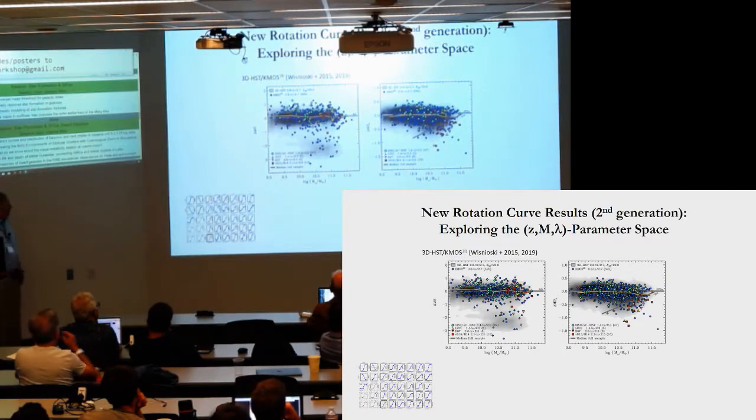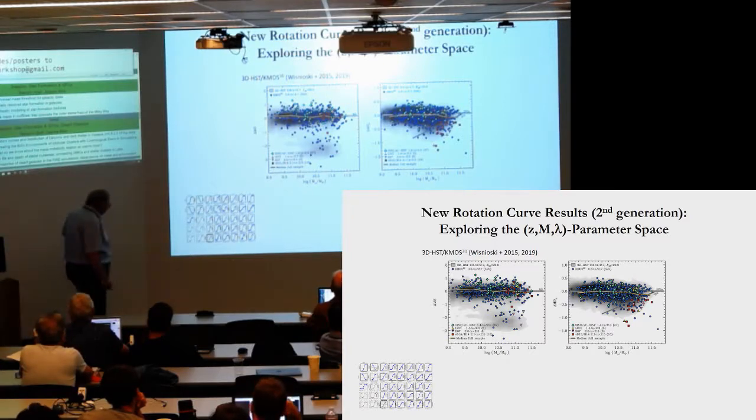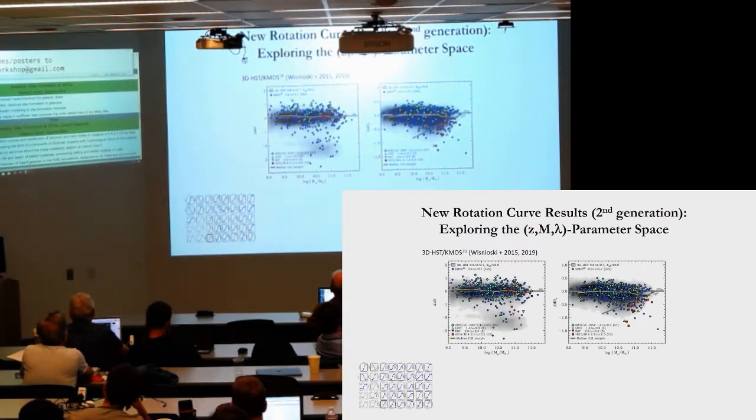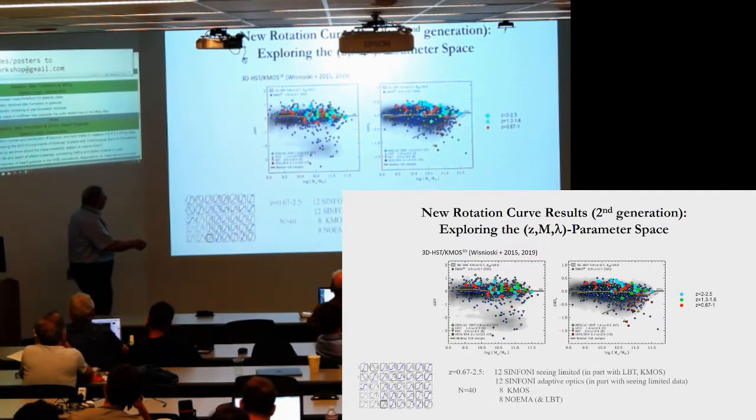Now, from these 6 early galaxies, I'll tell you briefly in a second what we found. We have now, in the last 2 years, gone from 6 to 40, with SINFONI, with KMOS, with the NOEMA millimeter interferometer, and this is basically a combination. We do pretty well in terms of sampling in redshift, in the different redshift slices available to us.